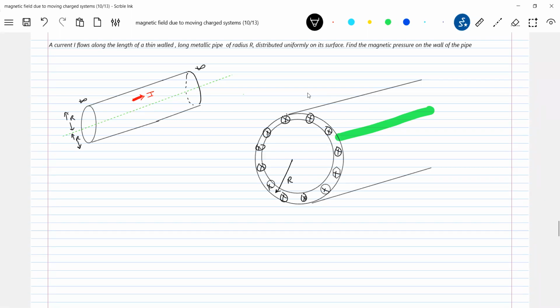Then how is the current flowing throughout the surface? Let di be the current flowing in this elemental strip. Let the length of the strip be dl, and let the width be dx or dr, anything you can write. So we assume the strip like this. If I can calculate the force per unit area here, the problem is solved.